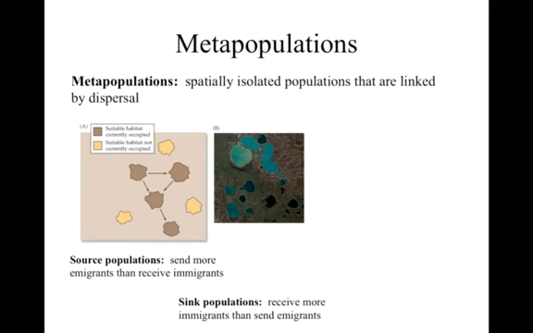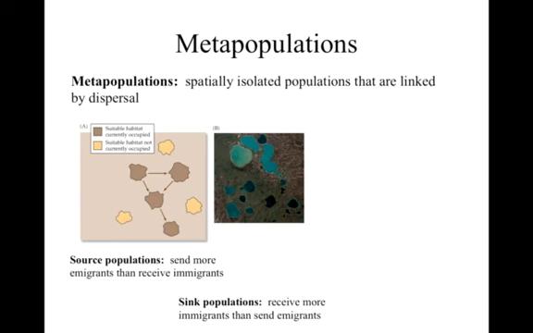And so there's a couple of different ideas of metapopulations. Basically, we have source populations that send more immigrants than they receive. And so they're basically allowing colonists to go to these areas that may be not so good. Those areas that are not good are what we call sink populations. So they receive more immigrants than they send. And what's a source population and a sink population can actually vary from one year to the other.